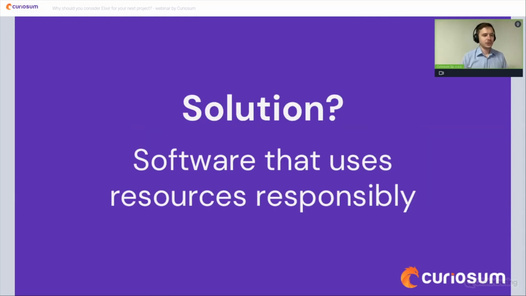But what is the solution to this problem? The solution has been known for years already in the industry, but for some reason it's not something that you would think of every day when you program. But the solution is very simple. The software that we write has to use the resources on the machine very responsibly.